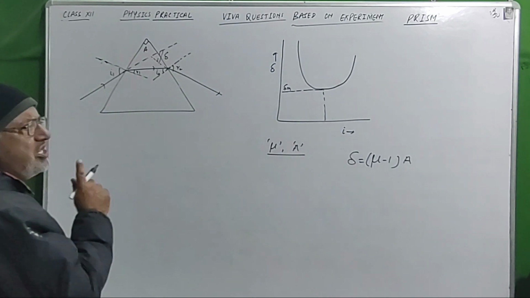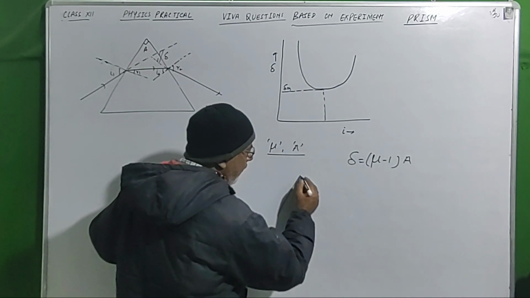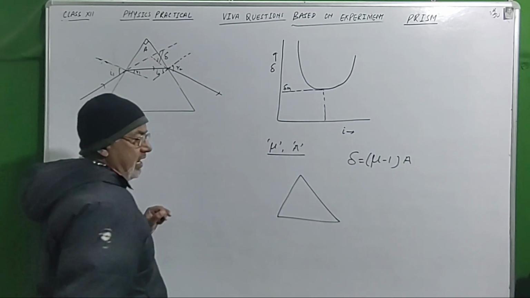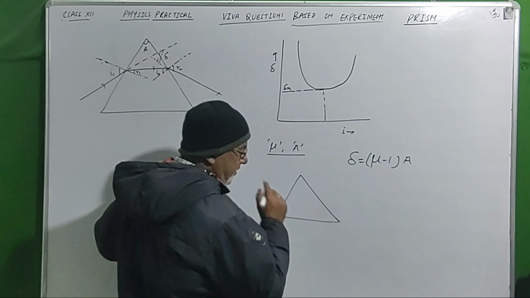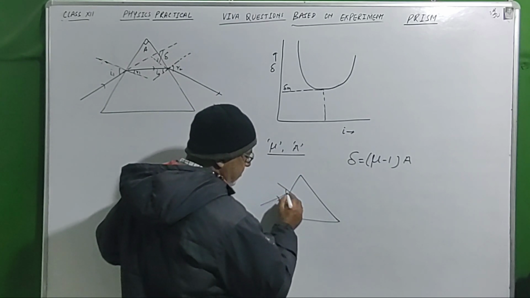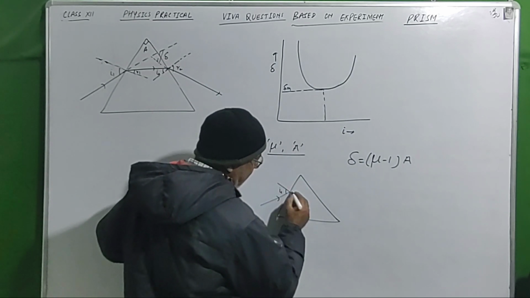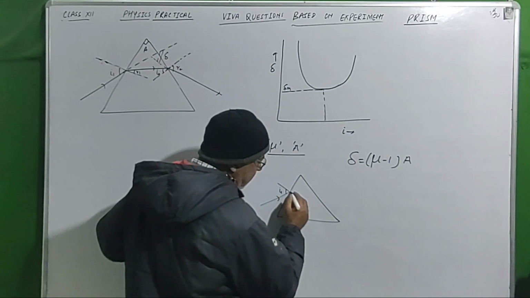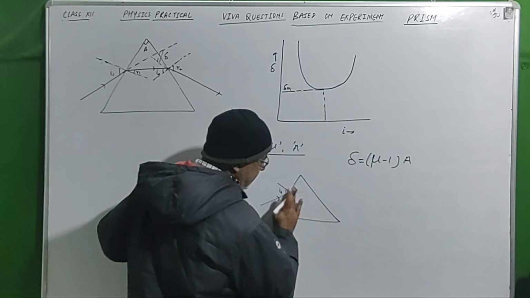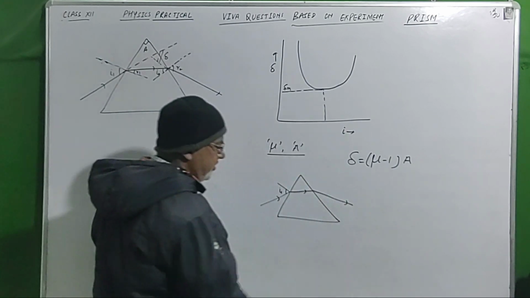At the minimum deviation position, what is the path of the ray which passes through the prism? Suppose for this angle of incidence, right? The ray is at the angle of minimum deviation, right? Then if it is an equilateral triangle, the light ray must pass parallel to the base. It passes parallel to the base, and then the emergent ray.